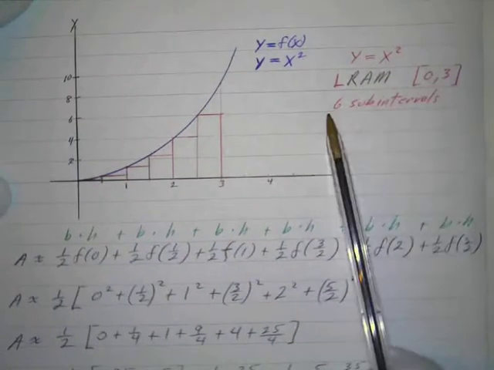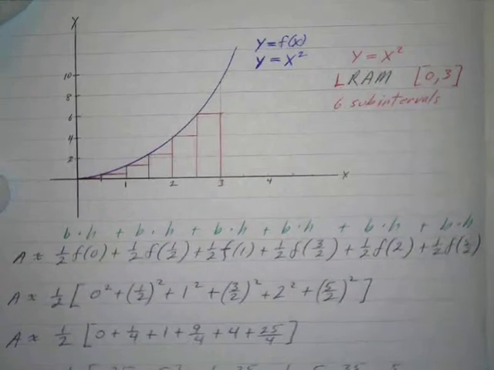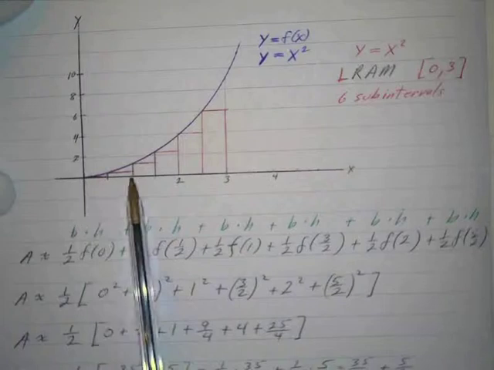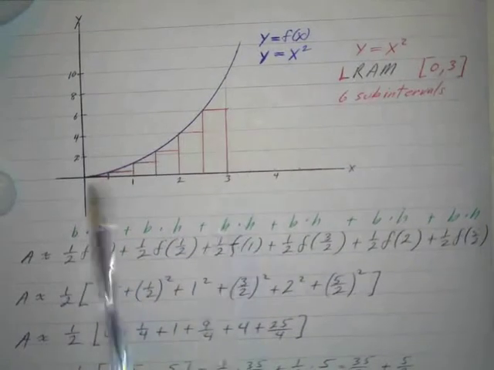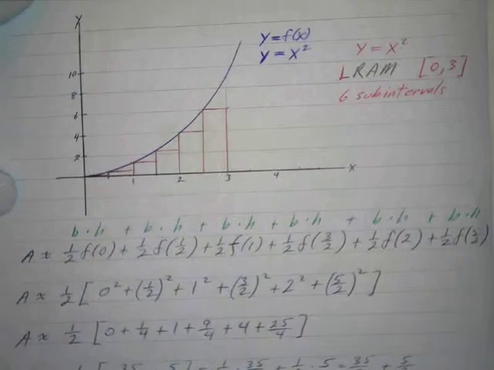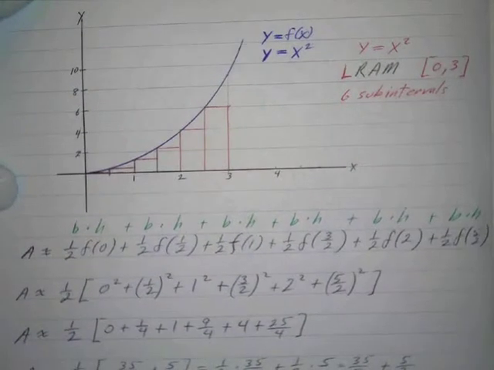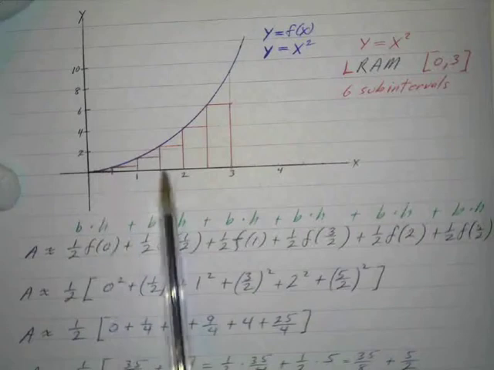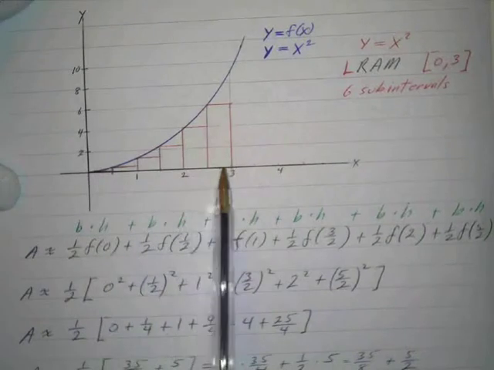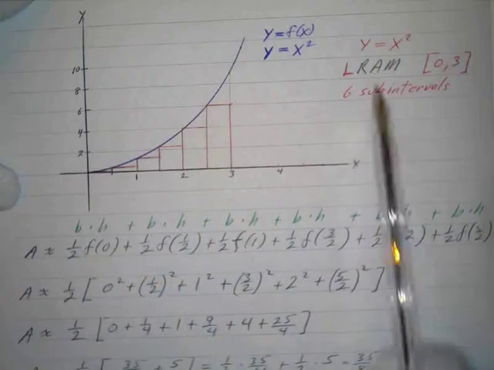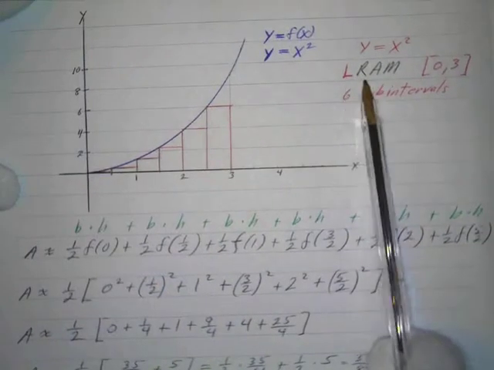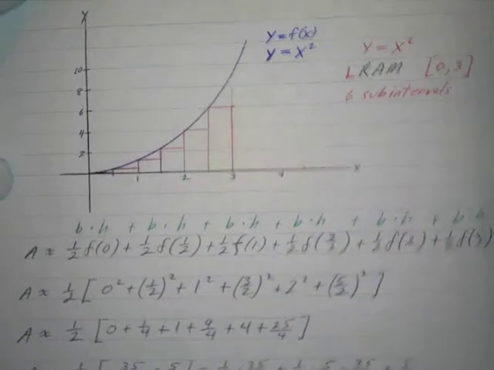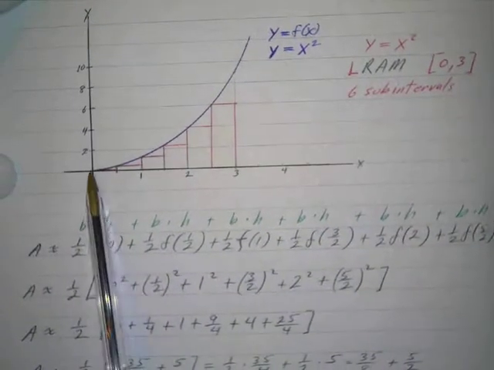We usually let you know how many subintervals we're talking about. So from 0 to 3, 6 subintervals: 1, 2, 3, 4, 5, 6. If we're going from 0 to 3 and dividing that into 6 equal parts, each part will be 1/2. So the length of each of these little subintervals is 1/2, and that's going to be the base of each of these rectangles. Now, I'm going to use the left rectangular approximation, so the left endpoint of my interval determines the height of my rectangle.